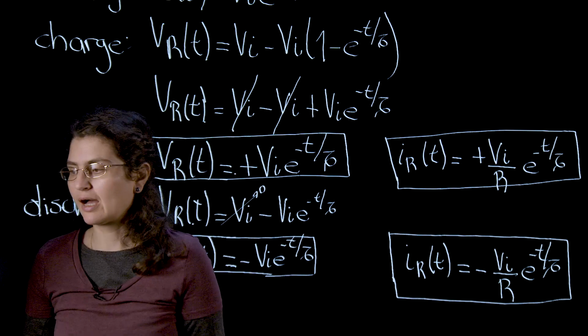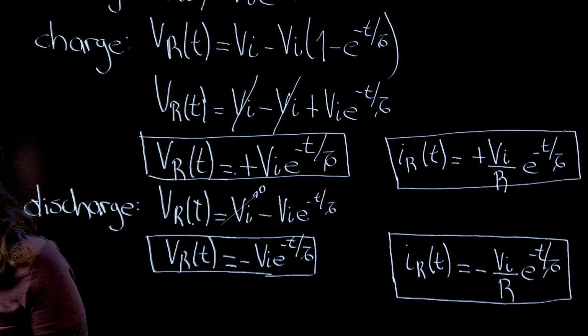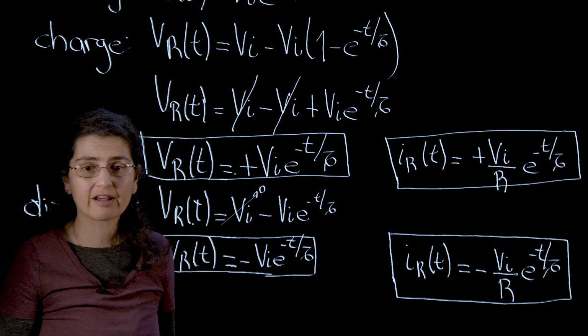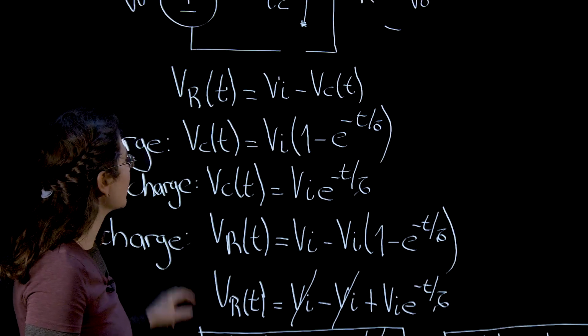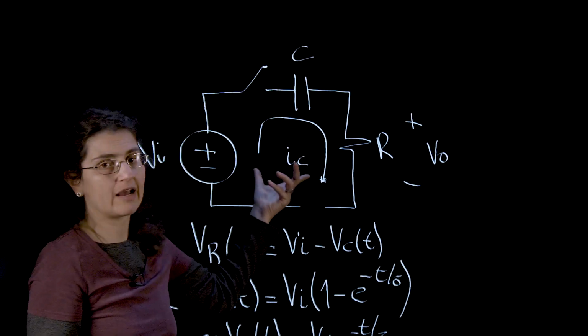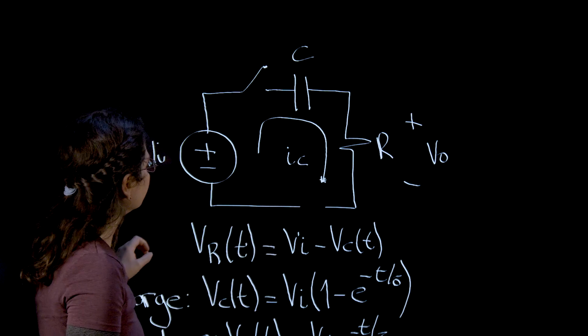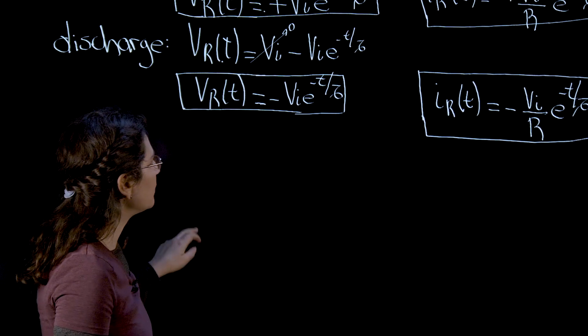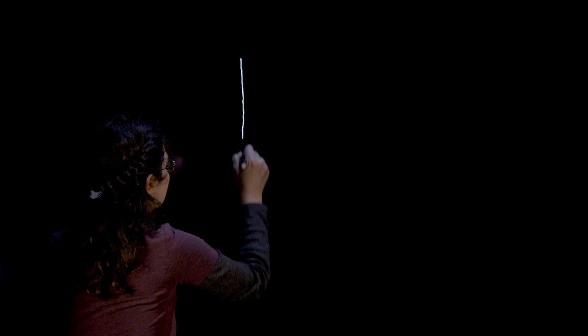Also, these two current equations are the same equations that we calculated for the other case, because, of course, it's the same circuit, and we have the same current in both cases. So how does this look when we plot that? Let's make a nice plot.